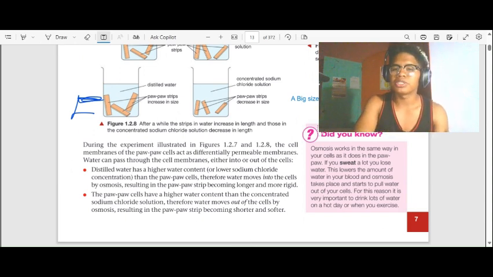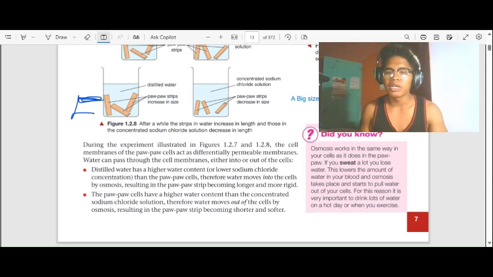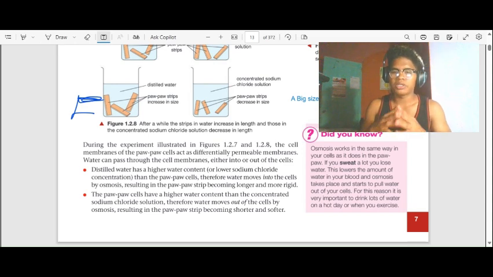This is from the interesting facts over here. Osmosis works in the same way in your cells as it does in the pawpaw. If you sweat a lot, you lose water. This lowers the amount of water in your blood, and osmosis takes place and starts to pull water out of your cells. For this reason, it's very important to drink lots of water on a hot day or when you exercise. The pawpaw cells have a higher water content than a concentrated sodium chloride solution. Therefore, water moves out of the cells by osmosis, resulting in the pawpaw strips becoming shorter and shorter.